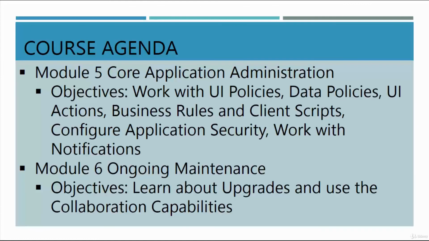Module 5 is core application administration. Here the objectives are simply to work with different user interface policies, data policies, actions, different business rules, some scripts I'll demonstrate and also show you exactly what those are, how to configure your security, and work with notifications. And our last module is module 6, which is ongoing maintenance. Here the objective is to learn about different upgrades and use different collaboration capabilities as well.